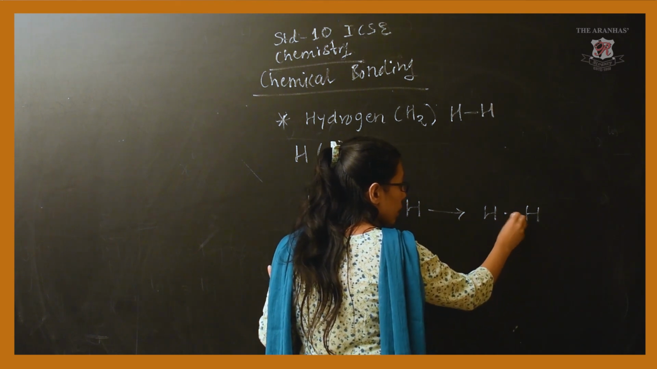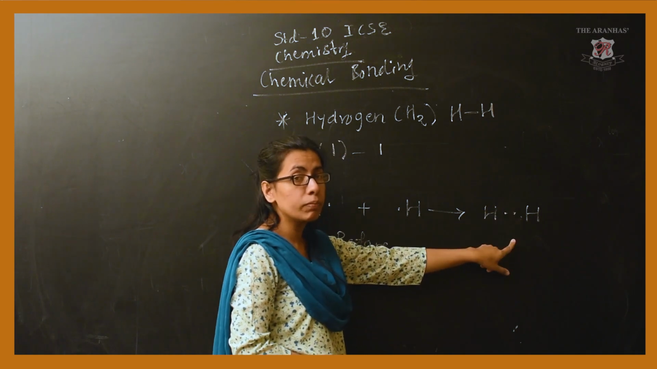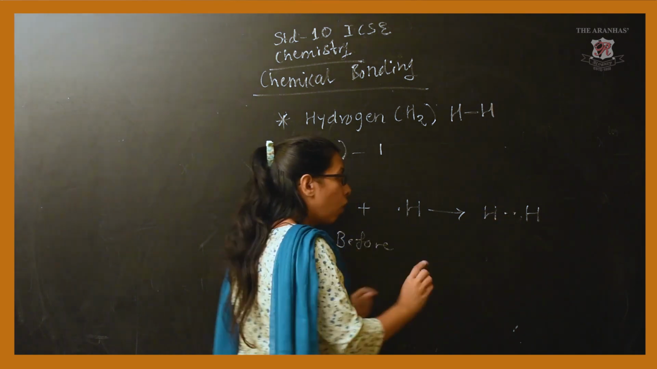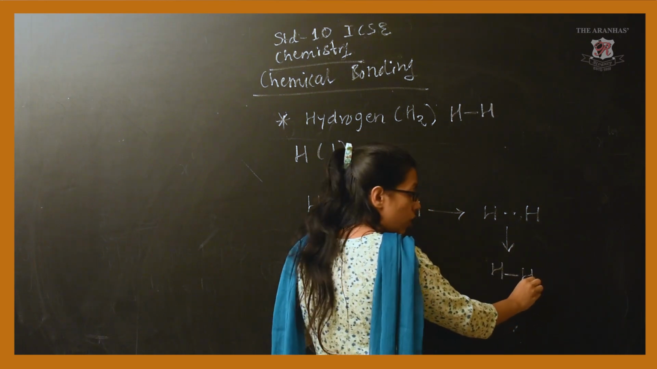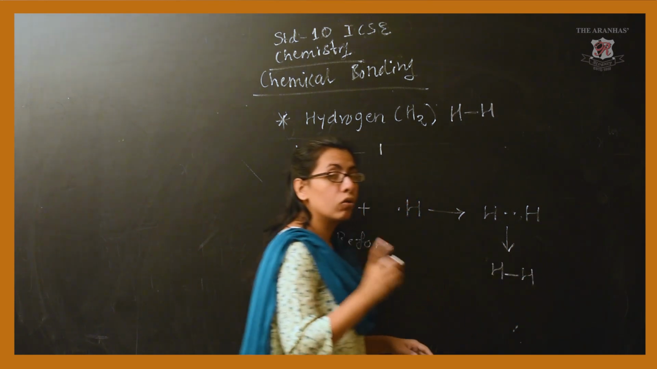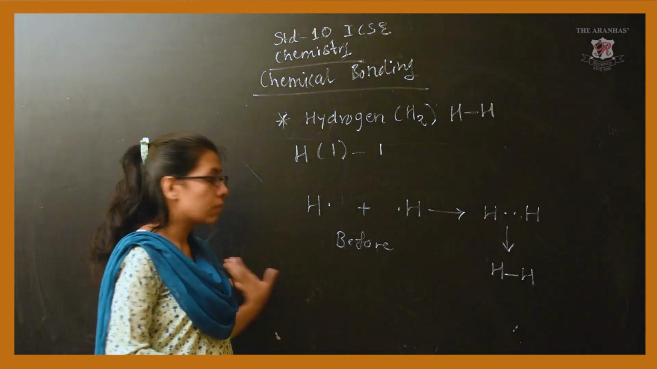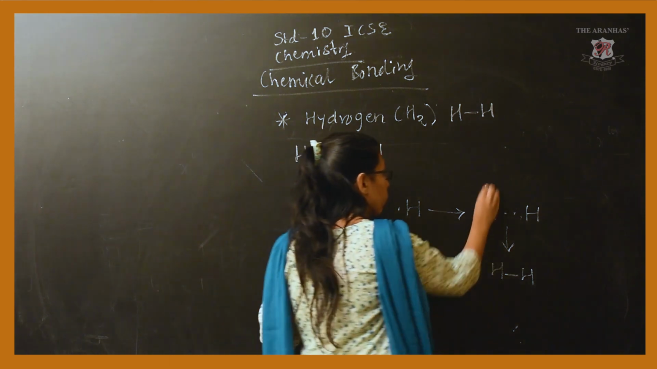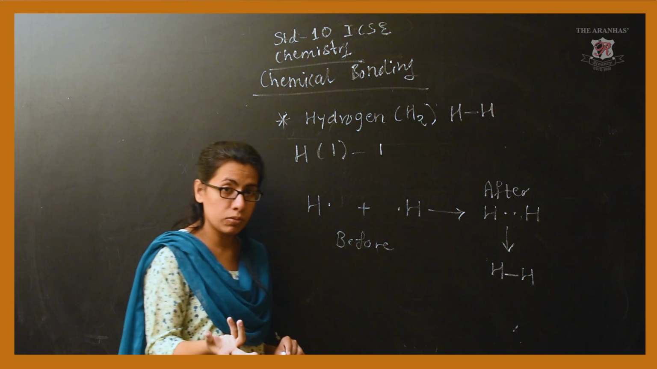The meaning of this is that it is the shared pair of electrons between the two hydrogen atoms, or you can just write this as H single bond H. This is nothing but a single covalent bond formed between the two hydrogen atoms. So this is a simple representation. This is before combination, and this is after combination of the two hydrogen atoms.